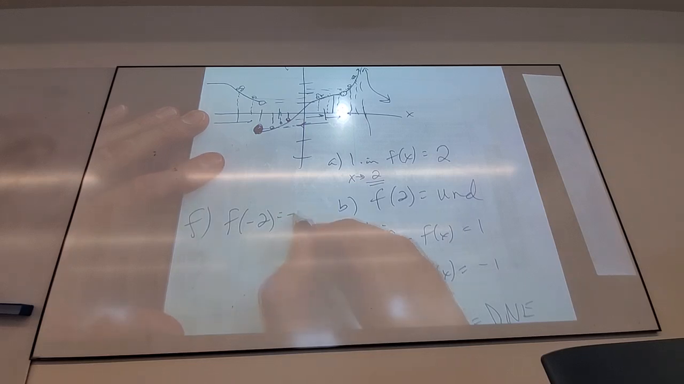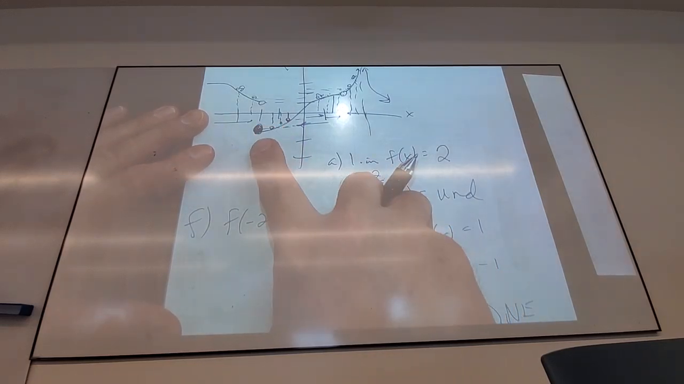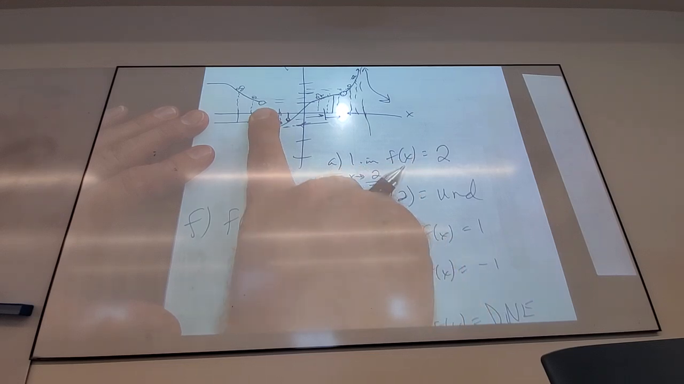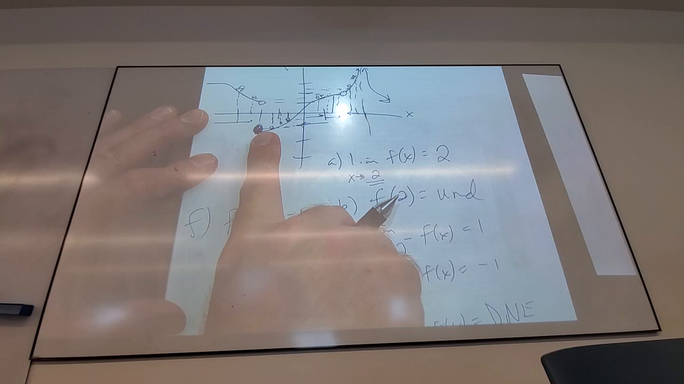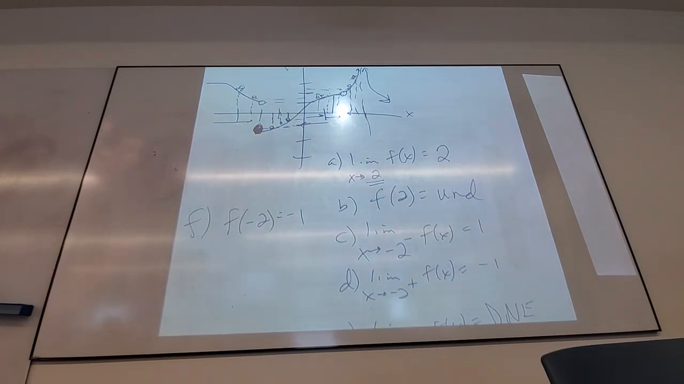Negative 1. Is there an output at negative 2? Yep. Could it be 1? No, it's an open circle. But there is an output at negative 2, correct? And that output is negative 1. Yes. So right now we're just guesstimating, because we can see that that's -2, -1.